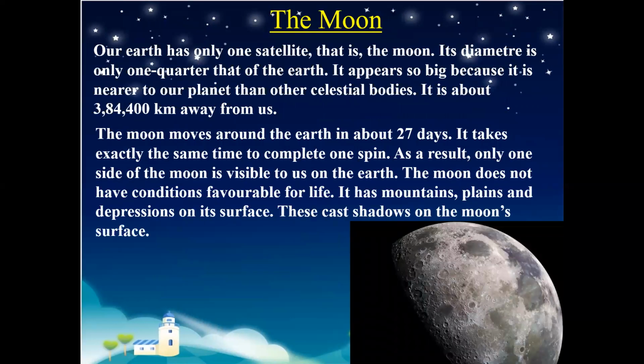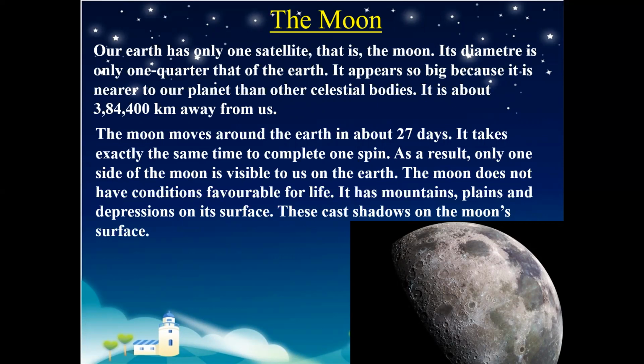The Earth has only one satellite, and that is the Moon. Its diameter is 1/4 of the Earth. It appears so big because it is nearer to our planet than other celestial bodies. It is about 384,400 kilometers away from us. The Moon moves around the Earth in about 27 days and completes one spin. As a result, only one side of the Moon is visible to us on the Earth.